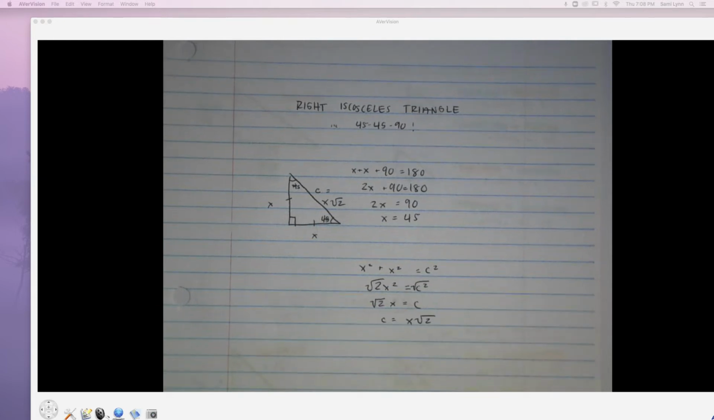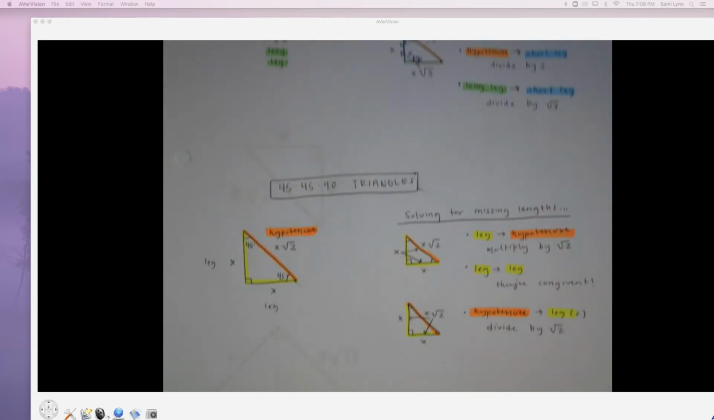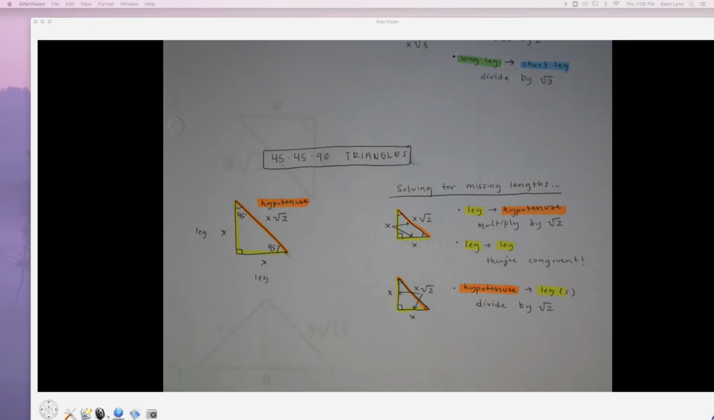So let's look at some clearer notes here. We're looking at 45, 45, 90 degree triangles. So we know this is a right isosceles triangle. It's got two legs that are the same length. Those are always going to be our legs. So we're not looking for a short leg and a long leg. Rather, we're just trying to distinguish between legs and our hypotenuse. So 45, 45, 90 degree triangles are a little bit easier. So woohoo for that. A little bit less work today.